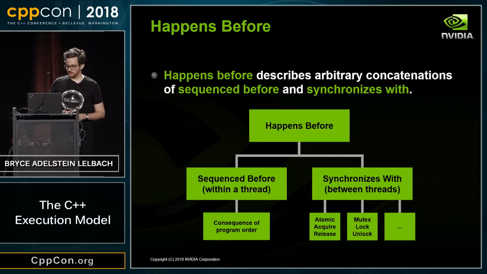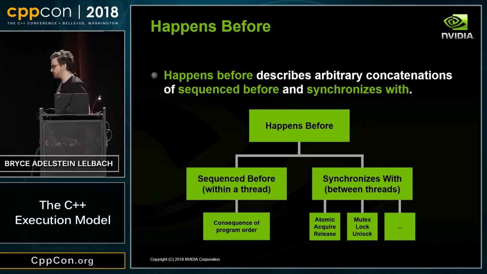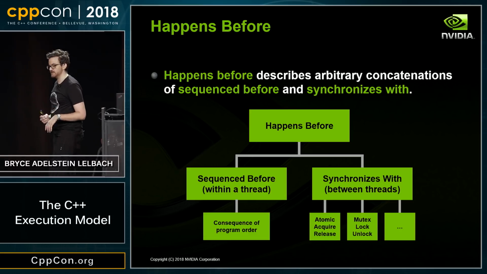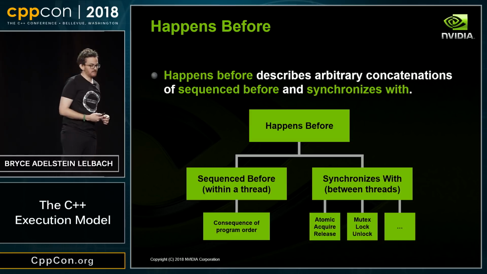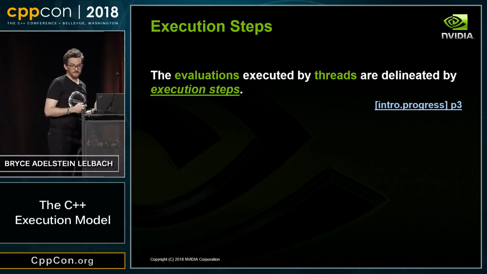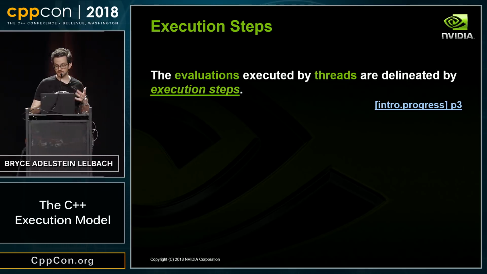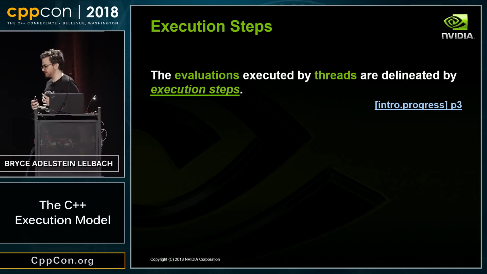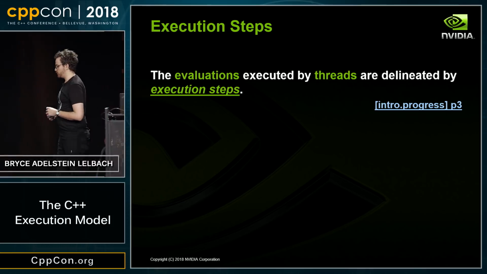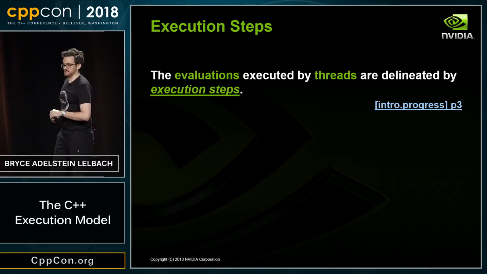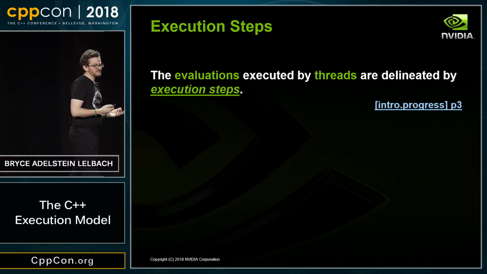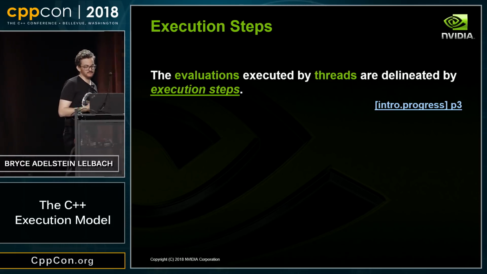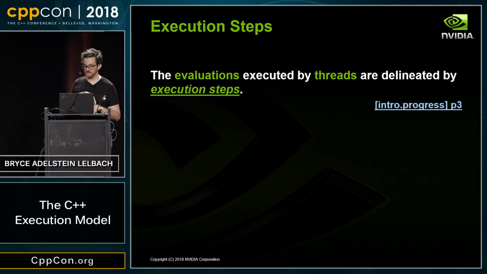All right, so next we're going to talk about the forward progress system in C++, which is a relatively new feature, or it's been enhanced in C++17. As we said, threads evaluate some top-level function and then all of the expressions contained within the body of that function. And we can separate that evaluation into execution steps. So threads take execution steps towards completion of that function. Or you can think of the execution steps as delineating different stages of the evaluation.